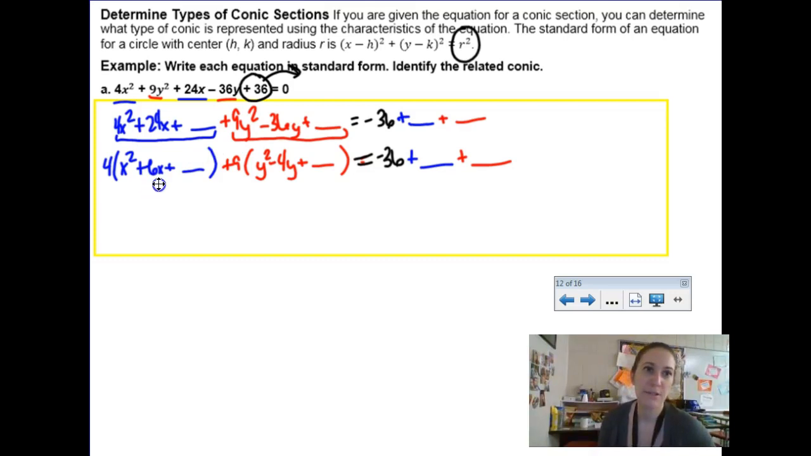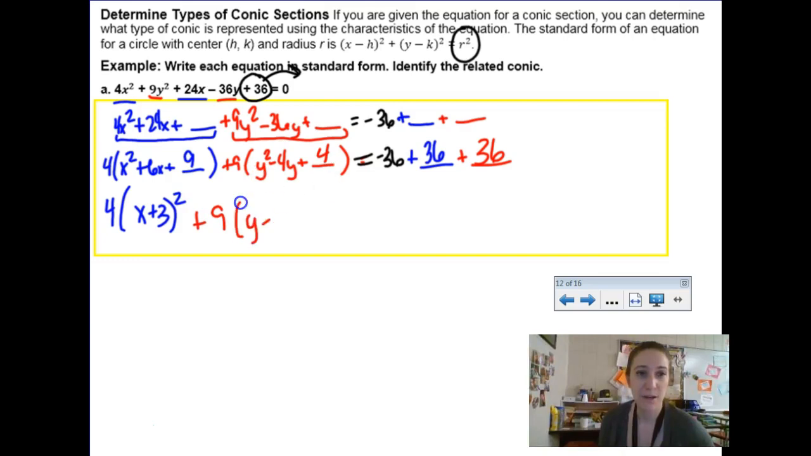Alright, let's talk about the blue group. Half of 6 is 3, 3 squared is 9. But this is not really a 9. This is really a 4 times 9, so it's really a 36 that we're balancing. And then half of negative 4, 2 squared is 4. It's not really a 4, though. It's really a 36. Apparently it's the number of the day here. Alright, so this blue group, when I write it in factored form, is 4 times x plus 3 squared. And then plus 9 times y minus 2 squared. Negative 36 plus 36 plus 36 is 36.